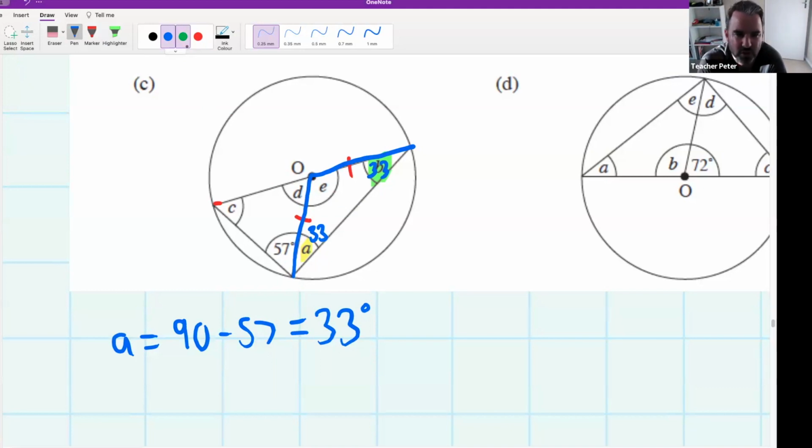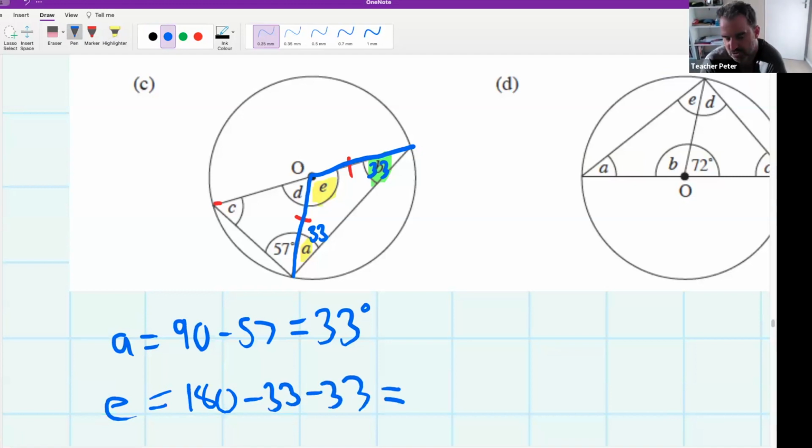Yes, sir. While I've got you, do you think you could work out what E is, which is this one over here? How would you find what E is? Can't you say 180 minus 33 minus 33? Yeah, because it's a triangle, so it has to. And what would that give us? 120 minus 6. What's it going to be? It's 114. Perfect. Yep, 114. Thank you so much. That was great.